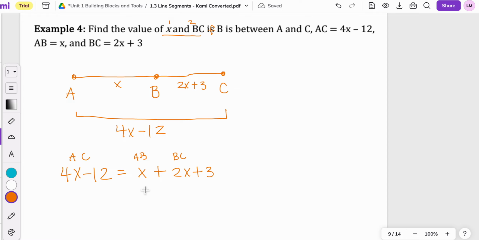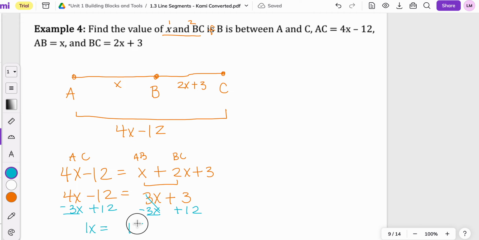So I'm going to combine some like terms, x and 2x makes 3x plus 3. My left side over here, 4x minus 12, nothing combined here, but now I'm going to start moving some variables. I always try to move the variable with the smallest coefficient first. That way I don't have to worry about too many negatives, and then obviously moving my constants to the other side. So I'm going to get 1x is equal to 15, so part 1, x is equal to 15. And then to find BC, I'm just going to plug in that 2x plus 3 algebraic expression.